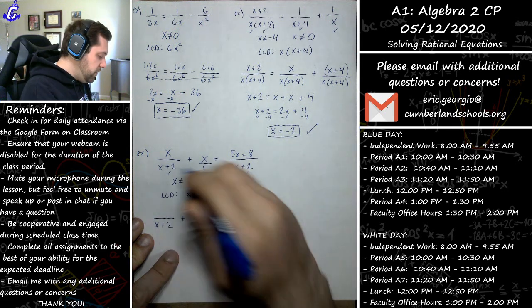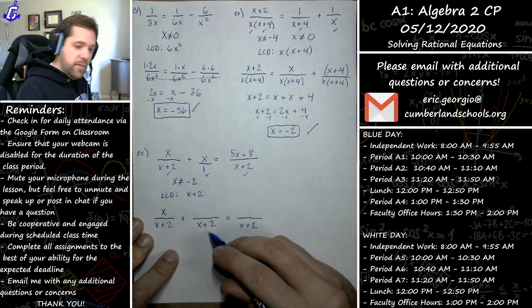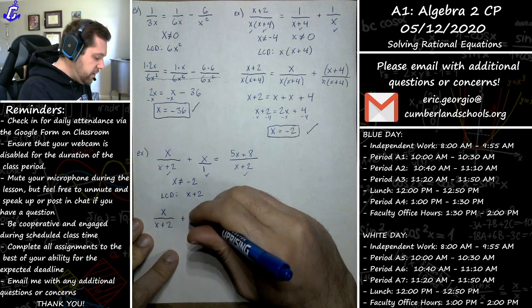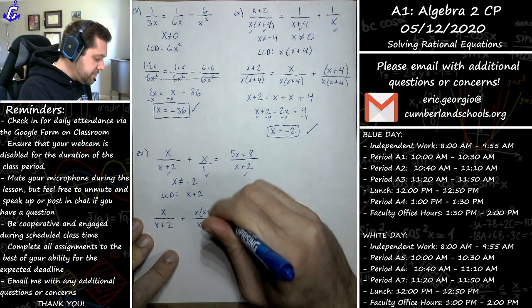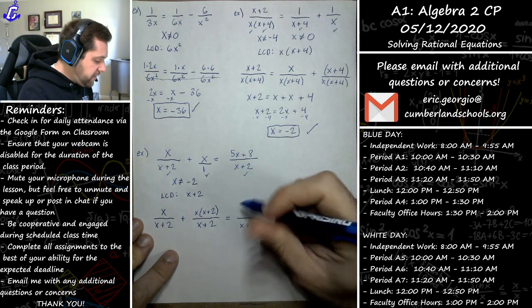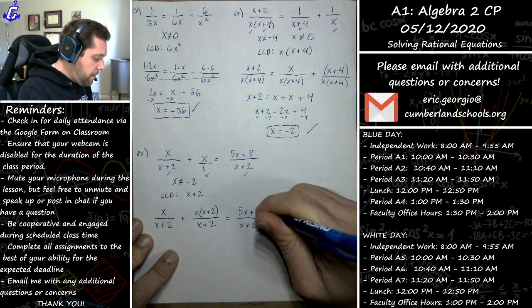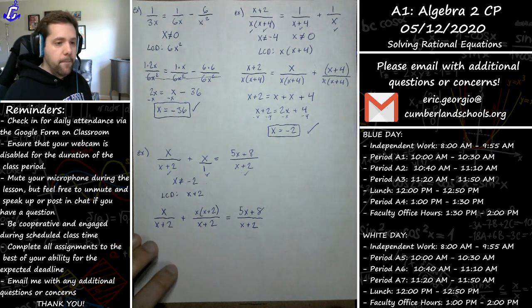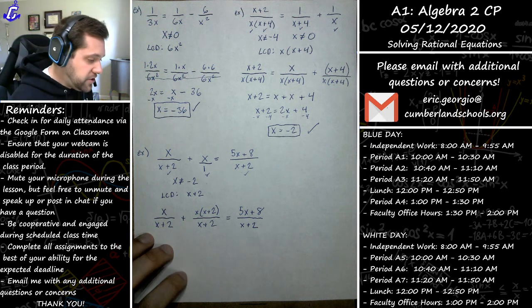This one, we just leave it alone. This one we need to multiply by x plus 2 on the numerator, so I'm going to do exactly that. And this one's already x plus 2, so we can just, again, leave that the same. Hopefully I'm not going too fast. Hopefully it's all matching up here.